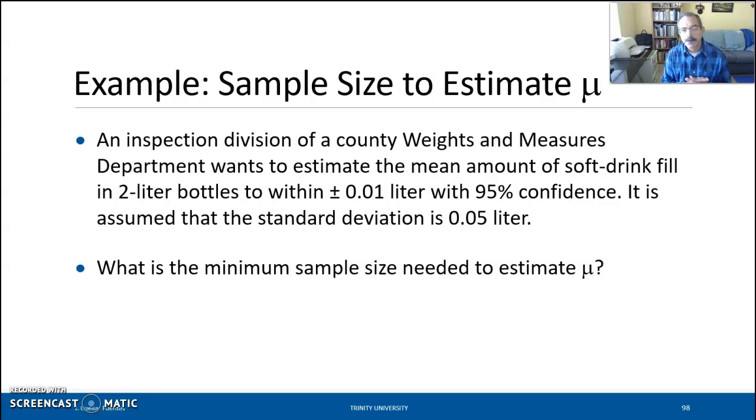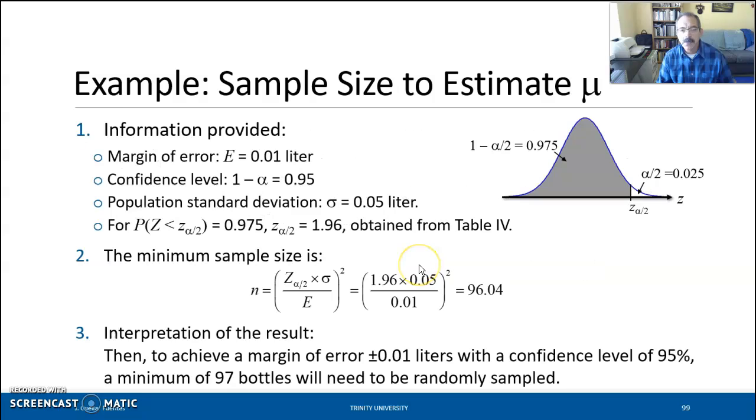Here's an example of how we do this. An inspection division of a county weights and measures department wants to estimate the mean amount of soft drink fill in 2-liter bottles to within plus or minus 0.01 liters with 95% confidence. It is assumed that the standard deviation is 0.05 liters. So here, what is the minimum sample size needed to estimate the population mean?